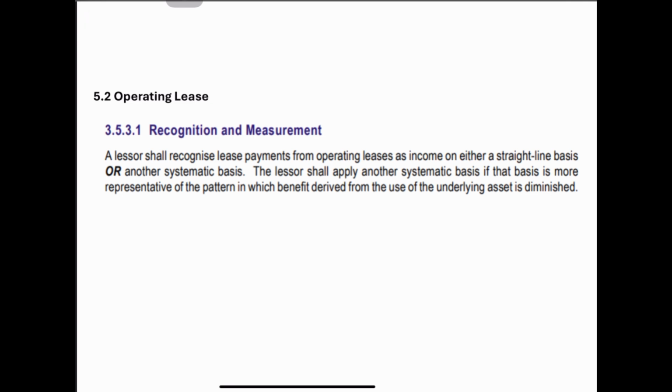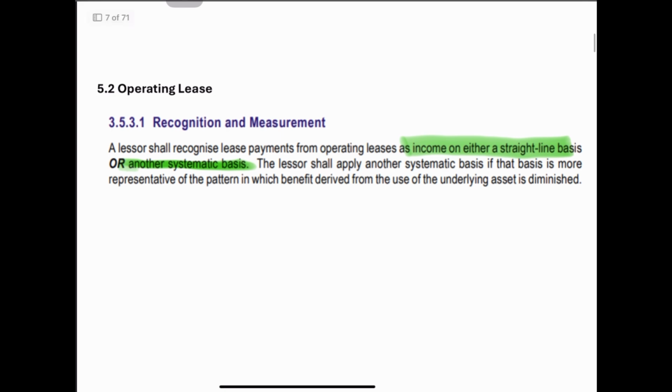So operating lease is a very simple concept. Here the lessor recognizes the lease payment from an operating lease as income on a straight line basis, meaning as and when the lessee pays rental to the lessor, the rental income will be recognized on a straight line basis. Or if any other systematic basis is available, which is more representative than the straight line method, even that method is allowed. Okay, so that's on the operating lease.